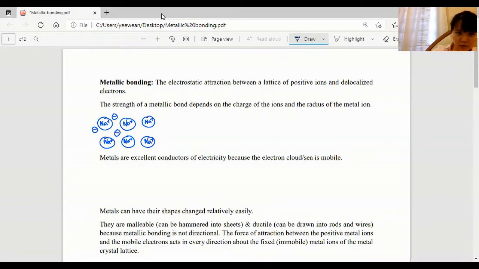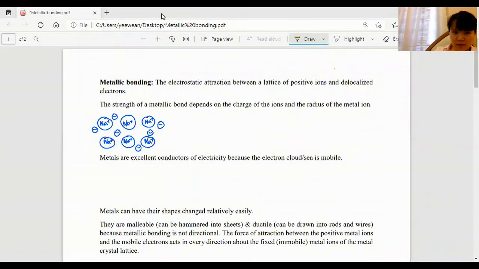So I'm going to draw 6 electrons as well. I randomly draw the electrons. This is the cloud of electrons, or the sea of electrons. And the attraction between these positively charged ions and the delocalized electrons, that is metallic bonding.